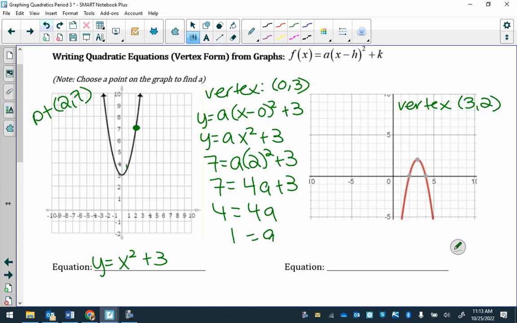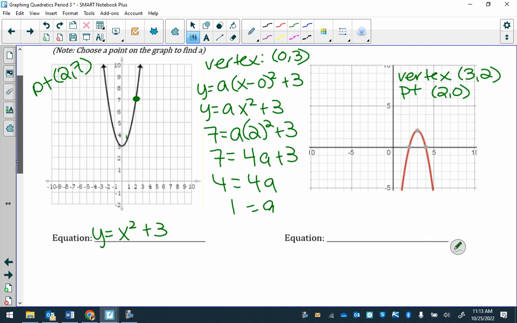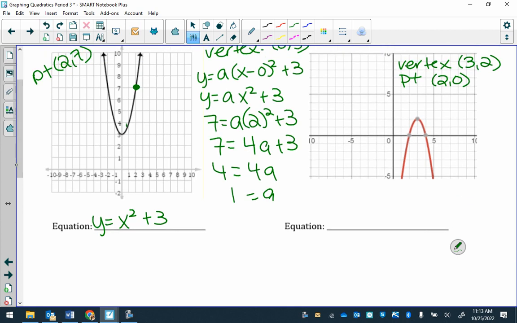One of the x-intercepts. Okay. One of the x-intercepts. So let's choose, it doesn't matter which one. Some of you could choose 2, 0. The other could choose 4, 0. Okay. So let's look at this. So we have y equals a times x minus 3 squared plus 2. That's the shell of our equation.